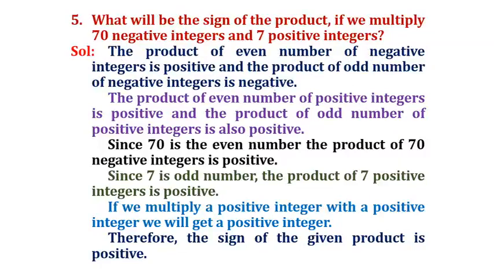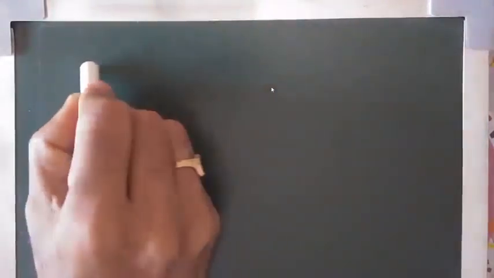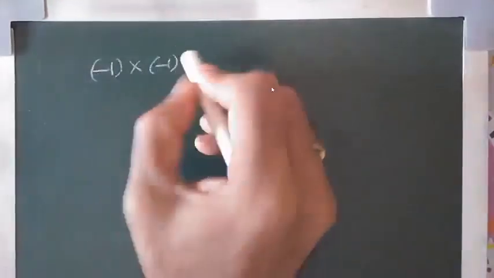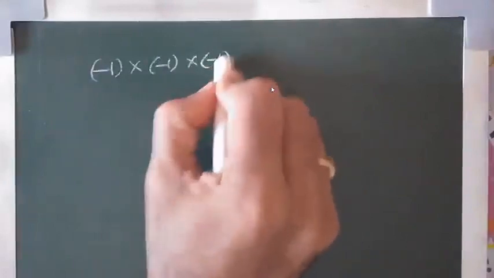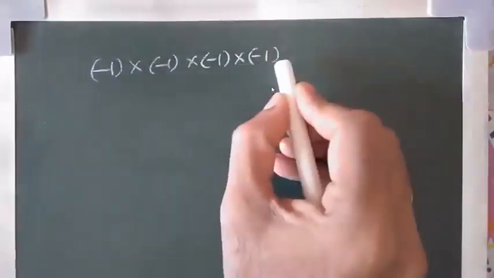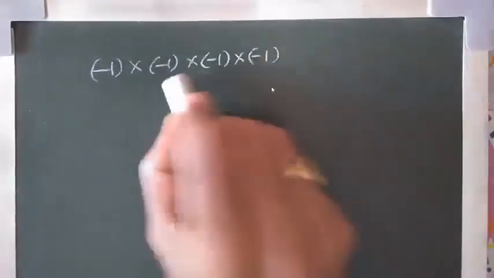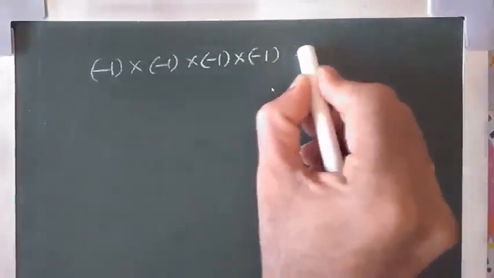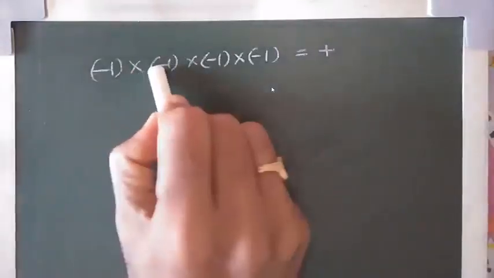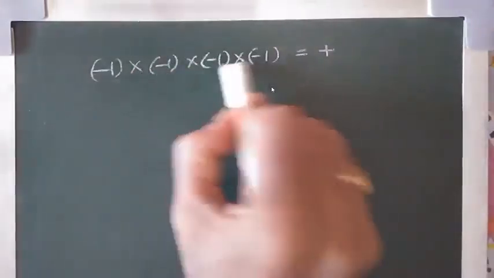The product of an even number of negative integers means, observe here, I am writing an even number of negative numbers. So minus 1 into minus 1 into minus 1 into minus 1, which I am writing 4 times, as I already explained in the previous class. 4 is an even number, so what will be the final sign here? Plus only. Observe here, minus into minus is plus, plus into minus is minus, minus into minus is plus.